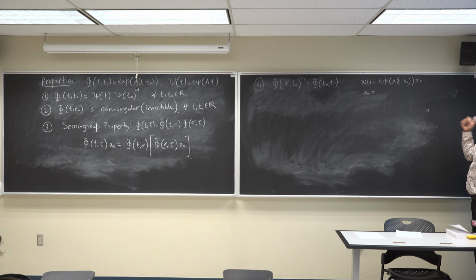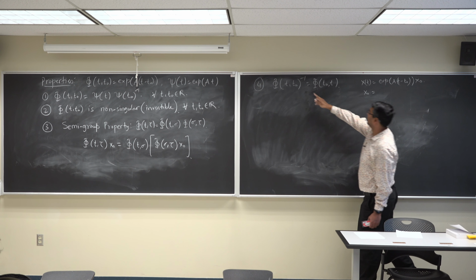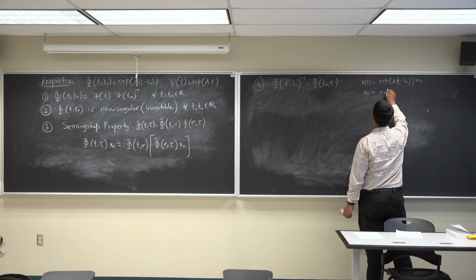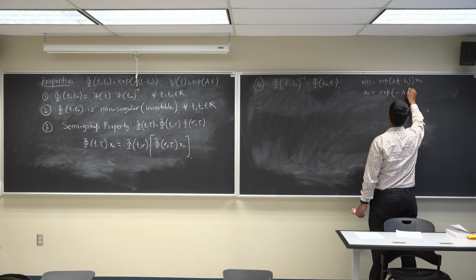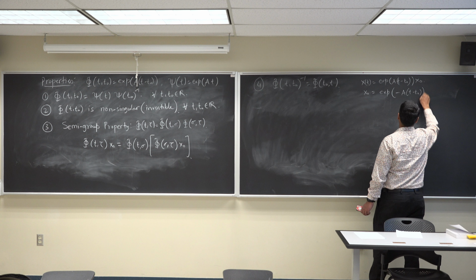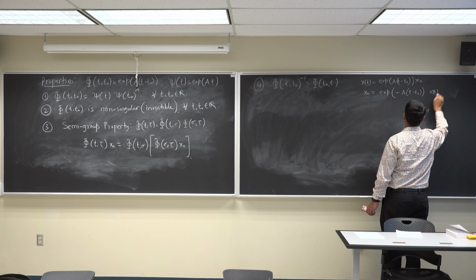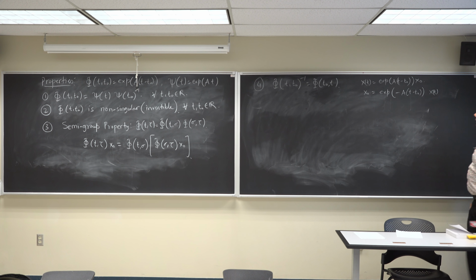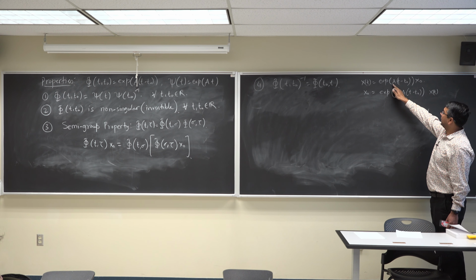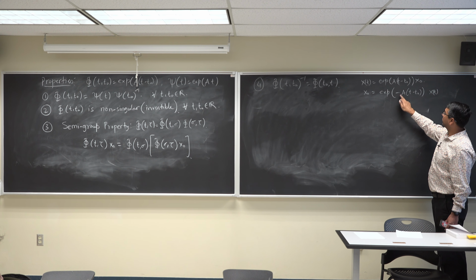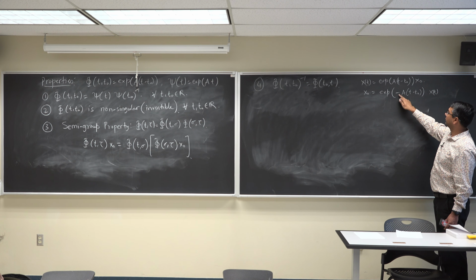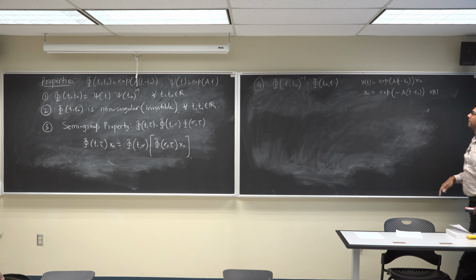So how do I know what happened in the past? I'm going to just invert this matrix. I get exponential of minus A(t minus t naught) times x(t), which will be equal to x naught. So this is just a matrix inversion. But the cool thing about matrix exponential is that the inverse of the exponential is just the exponential of the negative of the same matrix.